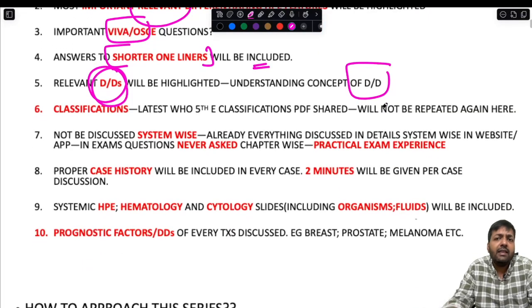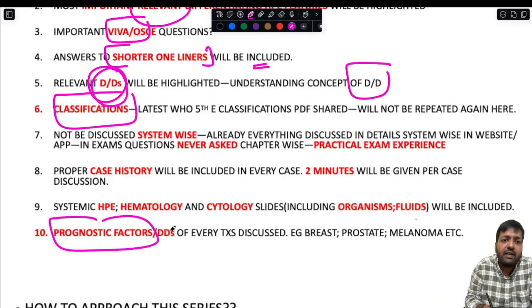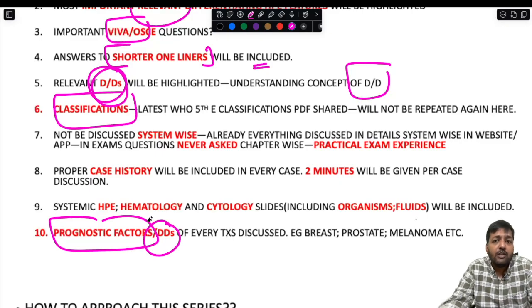And remember one thing, that in detail we have already discussed the differential diagnosis. We have discussed in detail the classifications, the prognostic factors, and everything in each and every chapter. So we are not going to discuss each classification in detail, or each prognostic factor in detail, or individual differential diagnosis in detail, because they have been covered. We are just going to cover the relevant ones, okay, in short.